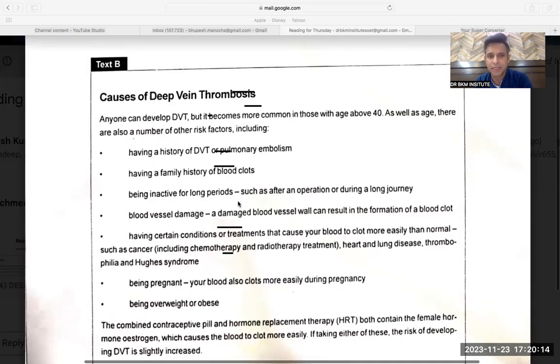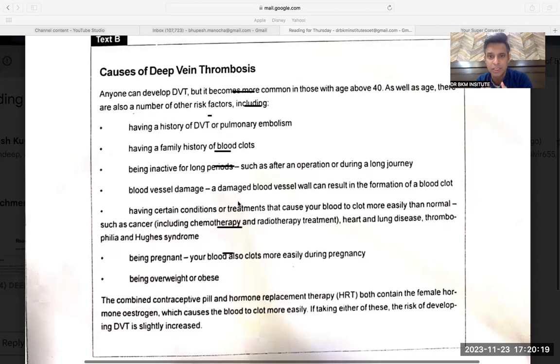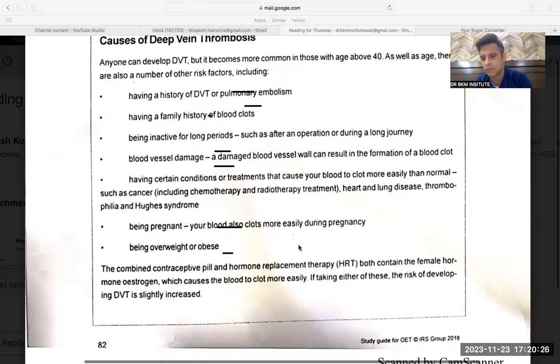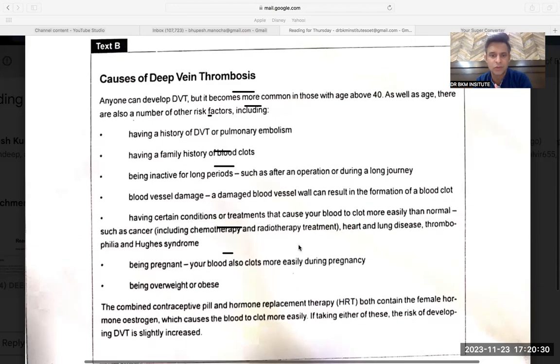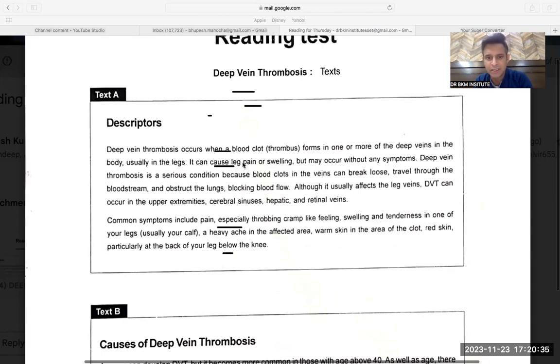Then I go to part B. Part B is talking about causes of deep vein thrombosis. And I can see blood clots, including chemotherapy, blood clots. So all these words are given over here. What are the factors leading to deep vein thrombosis? And then I go to the first page, the first A part, where it talks about thrombus, which can cause symptoms but may vary without. It can cause leg pain or swelling, meaning the effects of deep vein thrombosis. It usually affects leg veins.